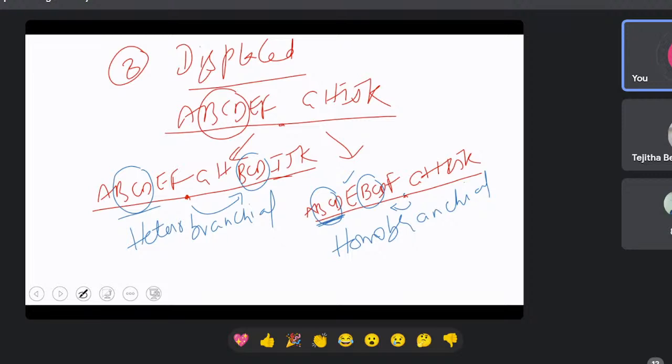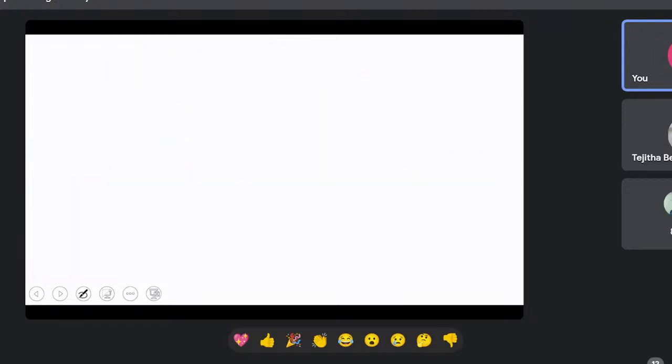Okay, next, fourth one. Fourth one is called as transposed duplication. Transposed duplication. So what is transposed duplication? Here, the duplicated portion of the chromosome attaches to a non-homologous chromosome.